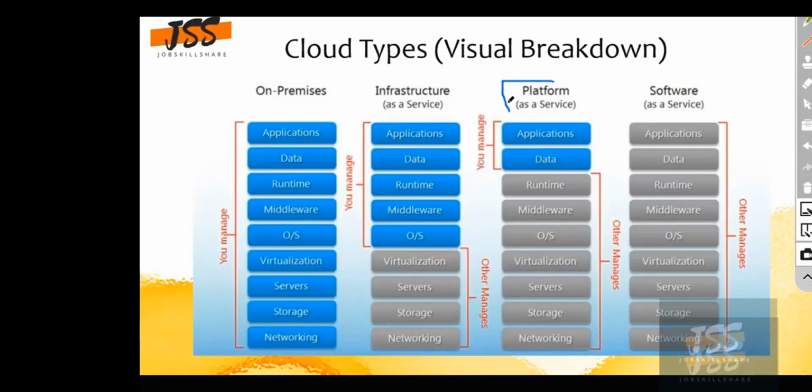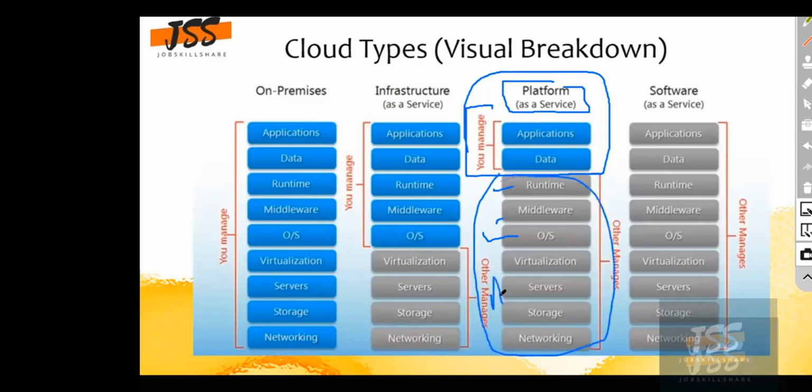Then under platform as a service, very few things we need to manage because we are running just the application on top of that. The rest of the things, like after virtualization, even the operating system, then runtime, middleware, everything, this is the responsibility of your AWS or IBM, whatever. Okay, so you will be only managing these two things as per your need.